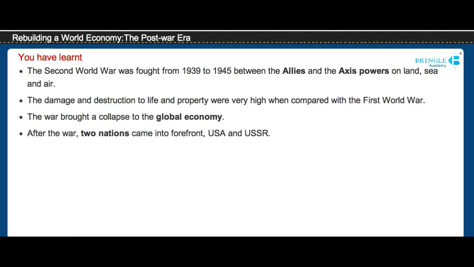You have learned that the Second World War was fought from 1939 to 1945 between the Allies and the Axis powers on land, sea and air. The damage and destruction to life and property were very high when compared with the First World War. The war brought a collapse to the global economy. After the war, two nations came to the forefront, USA and USSR.